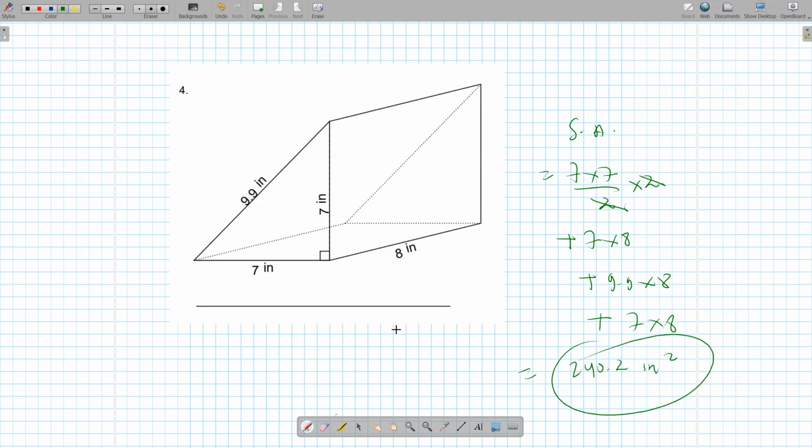Now let's look at the volume. If we're looking at the volume, what would be the base area here? The triangle? Right, so the volume is the base area times the height, yeah? The base area we had before, that's just 7 times 7 divided by 2, and the height is 8. So 7 times 7 times 8 divided by 2, and that is 196 inches cubed for the final answer.